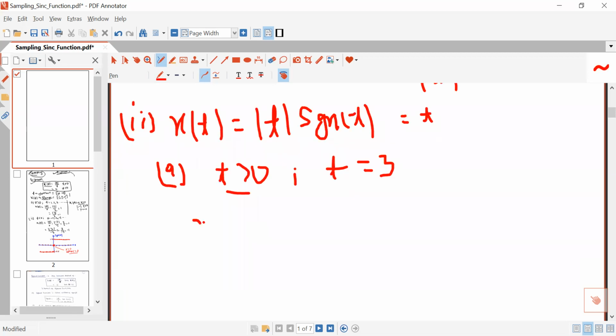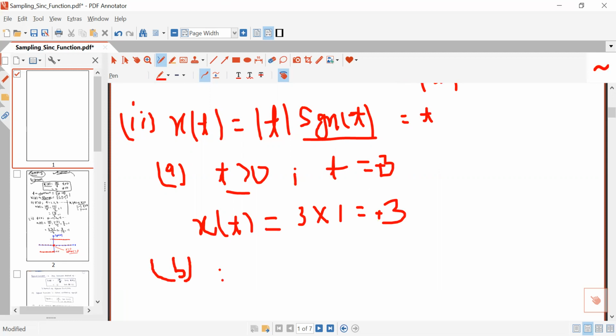What will be the value of xt? Xt will be mod of 3, which is 3, and signum 3. And 3 is greater than 0, and for t greater than 0, signum function will be 1. So you will get 3. So here t is plus, you are getting plus. But what will happen when t is less than 0?